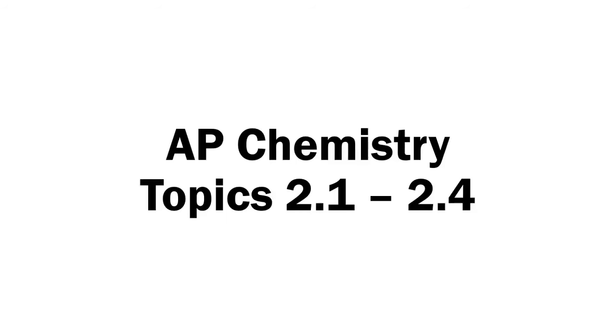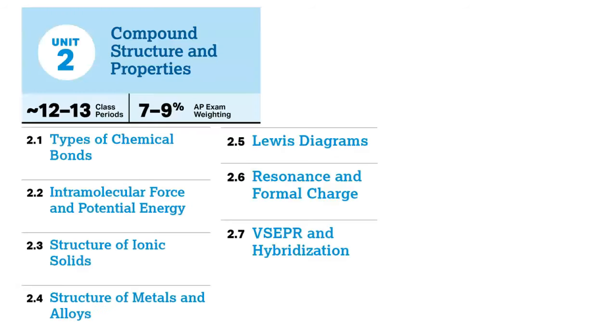These are the answers to the AP Chemistry packet on topics 2.1 to 2.4. On this slide, you can see Unit 2 at a glance. Unit 2 is entitled Compound Structure and Properties.